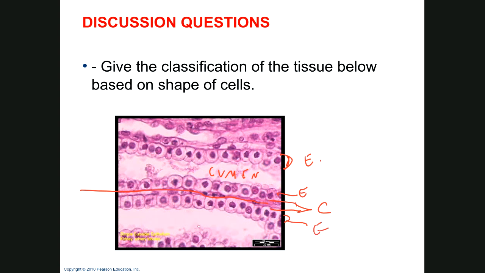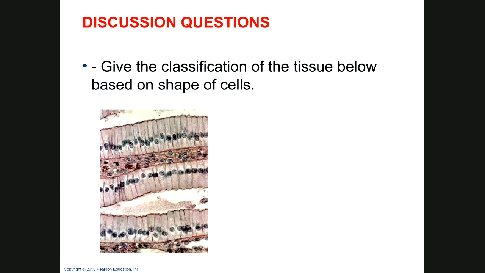Okay, let me go back. Somebody wants me to explain again why this is simple epithelial tissue. Okay, so remember, simple epithelial tissue is made of one layer of cells. Stratified is made of more than one layer of cells.